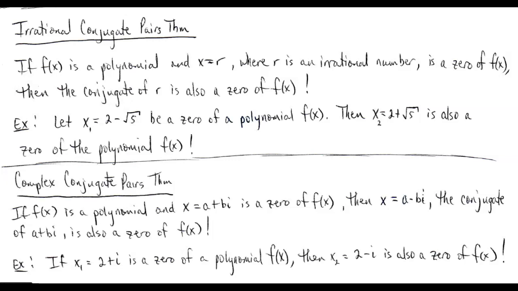So again, I'll make a separate video of that and talk about that particular concept separately, because you may not need to know that to do what you're doing here. So the irrational conjugate pairs theorem essentially says this.